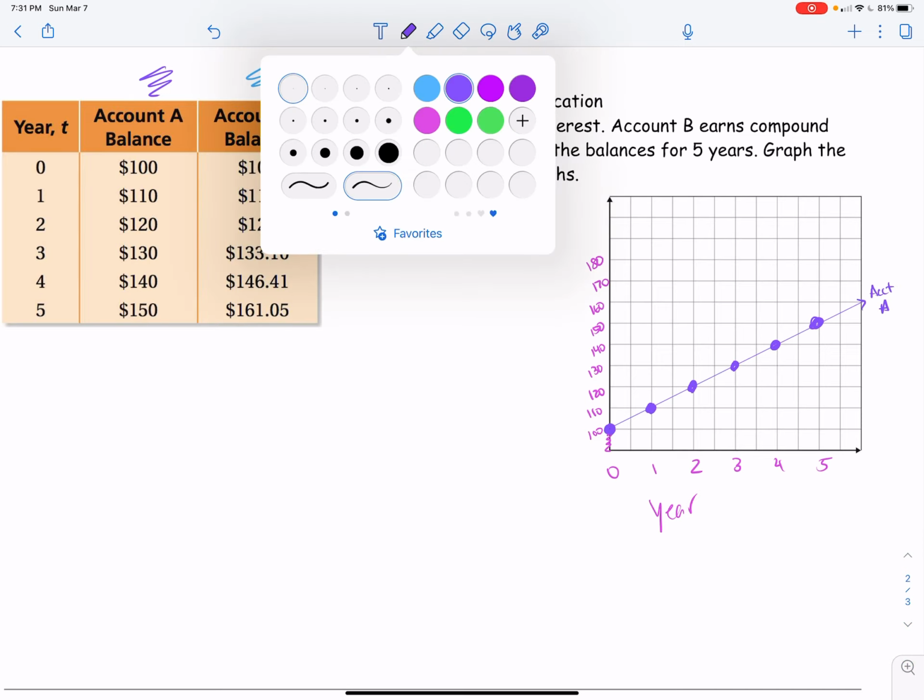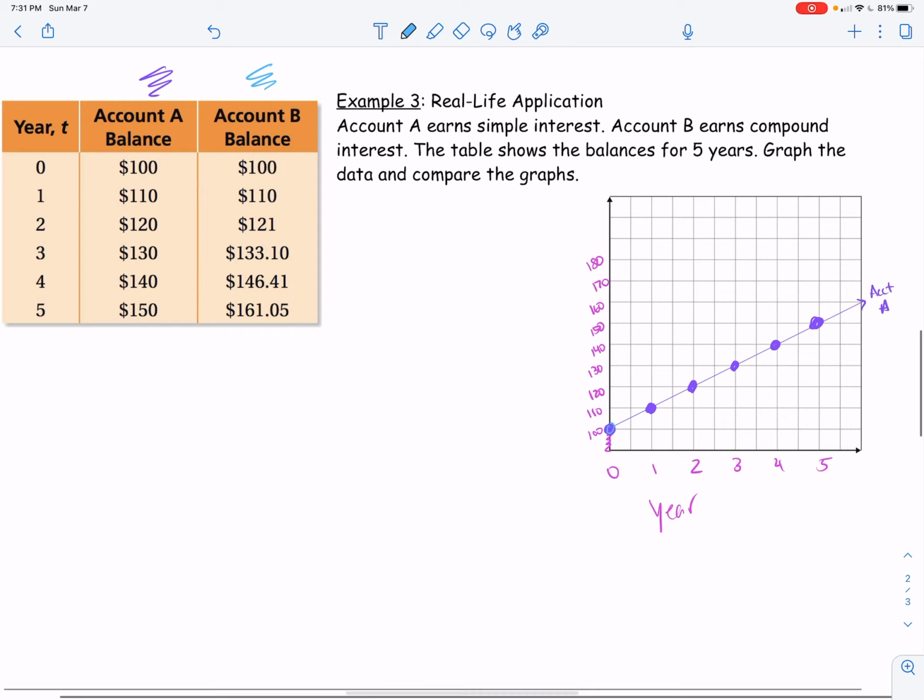Okay, now let's do my account B. So account B also starts at 0, 100, and at 1 it's at 110. But at 2, it's 121, so it's like right here. So it's slightly getting larger and larger, right? And then 161. So that's my account. It looks like it's going like this. So this is my account B.